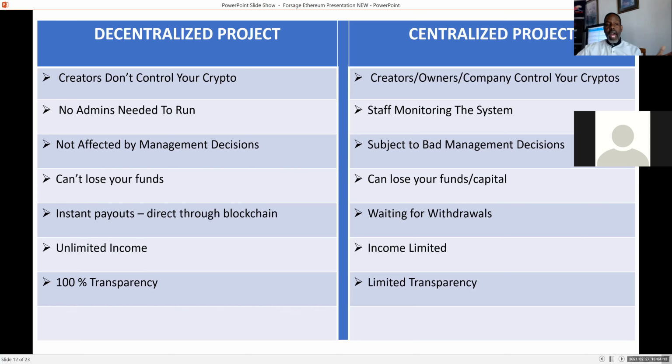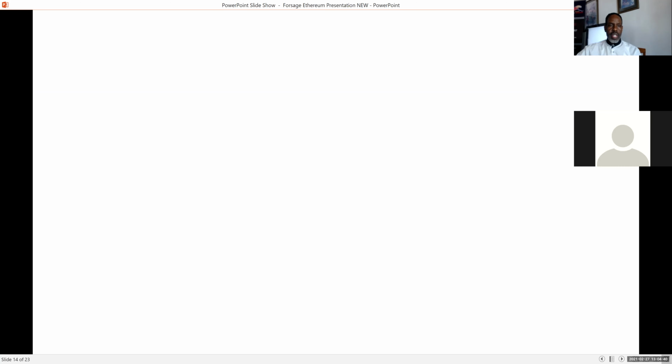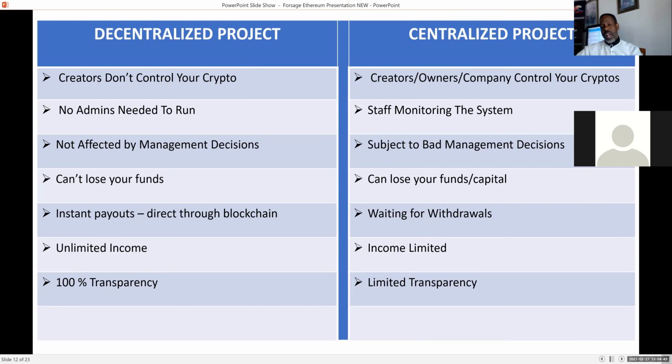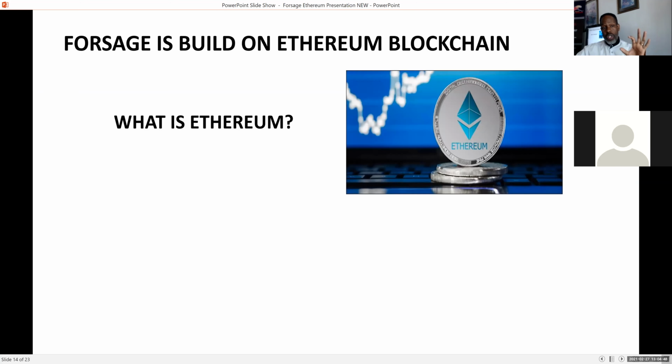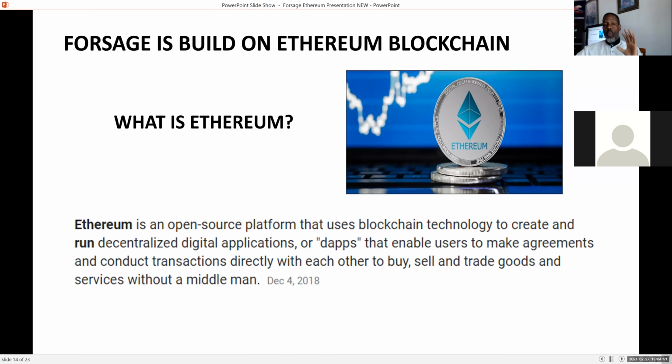So that means there are no admins, there is no management governing this. You are the one governing your own funds. You are the owner of what you are doing, or the owner of the project, as it were. Instant payout, of course, unlimited income, which is amazing, and it's 100% decentralized. Now, of course, that is as opposed to a centralized project. I don't want to belabor that point again. So let me zero in on Foresight and explain exactly what Foresight is.